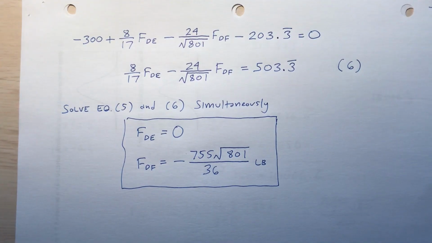Solving them simultaneously, I get F sub DE is 0 pounds, F sub DF, negative 755 times the square root of 801 divided by 36. I forgot to write it, but that's approximately 594 pounds in compression. And I forgot to put compression there. Okay, so FDE is 0.